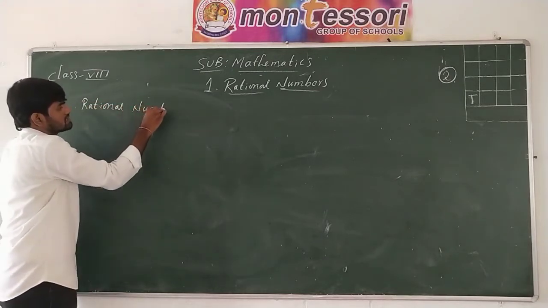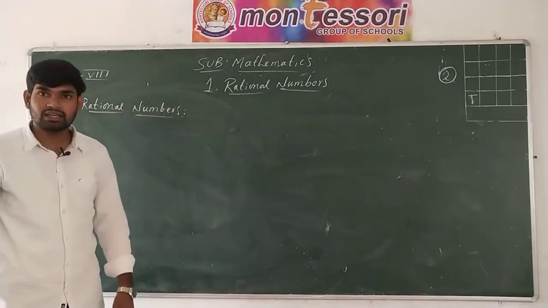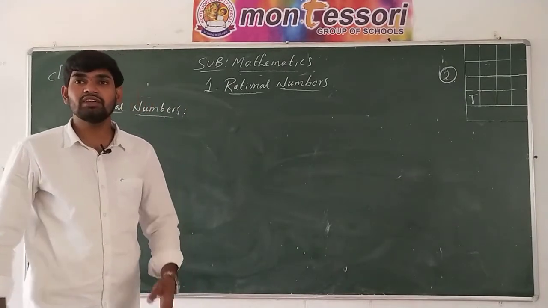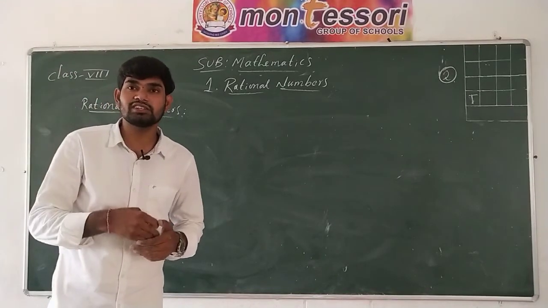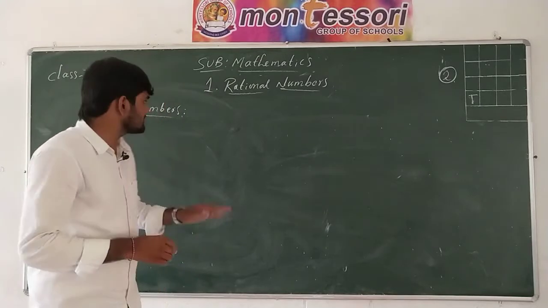Rational numbers. Now how do we define the rational numbers? Why have the rational numbers been introduced? Because whenever we divide two integers, we are not always getting the result as an integer. Sometimes we are getting it in the form of a fraction. So further the rational numbers have arisen.